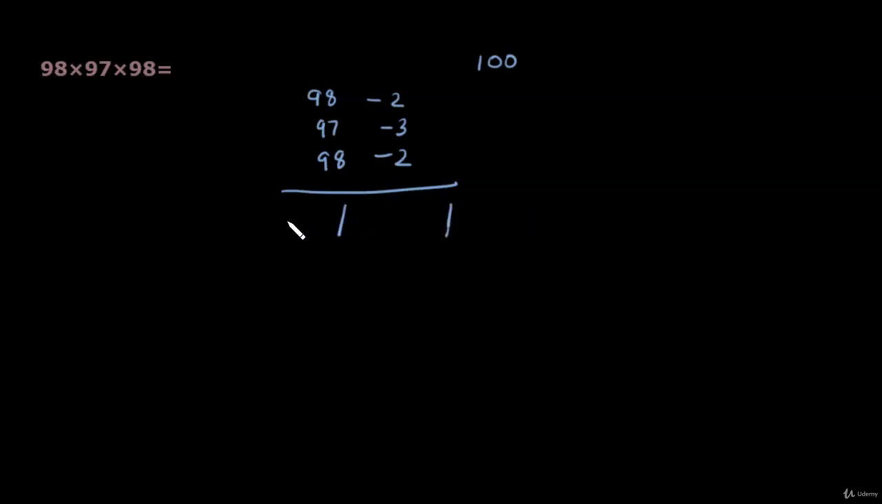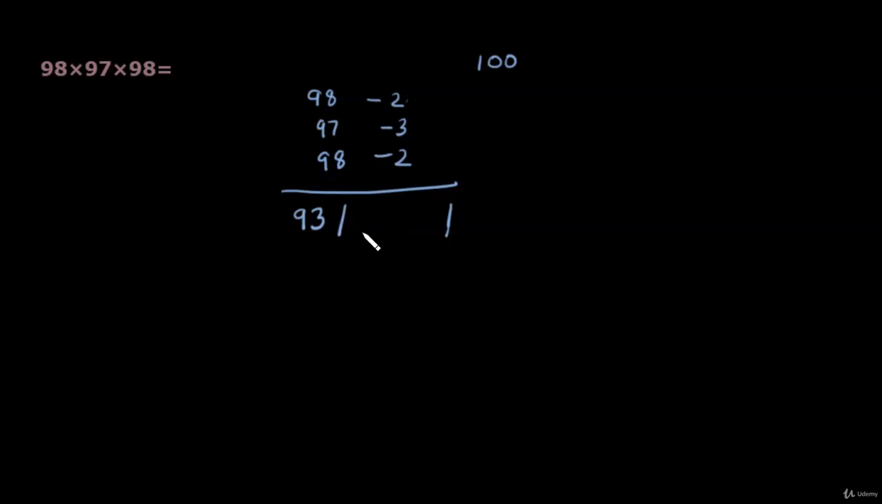In order to find the first part of the answer, we can either subtract these two numbers from 98, or these two numbers from 97, or these two numbers from 98. In all the cases, we are going to get the same number. Suppose we subtract these two numbers from 98, we will be getting 93. In case we subtract these two numbers from 97, we still get 93, and in case we subtract these two numbers from 98, we again get 93.